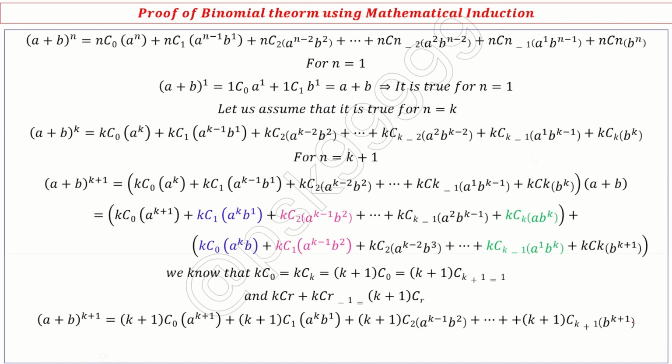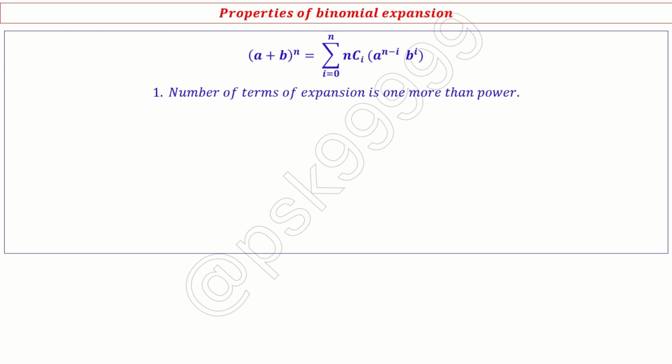Okay. Let's see some properties of binomial expansion. This is the binomial expansion in simple terms. (a + b) whole power n is equal to sigma i equal to 0 to n, nCi a to the power of n minus i, b to the power of i. Okay. Now, number of terms in the expansion is 1 more than the power. So (a + b) whole power n will have n plus 1 terms.